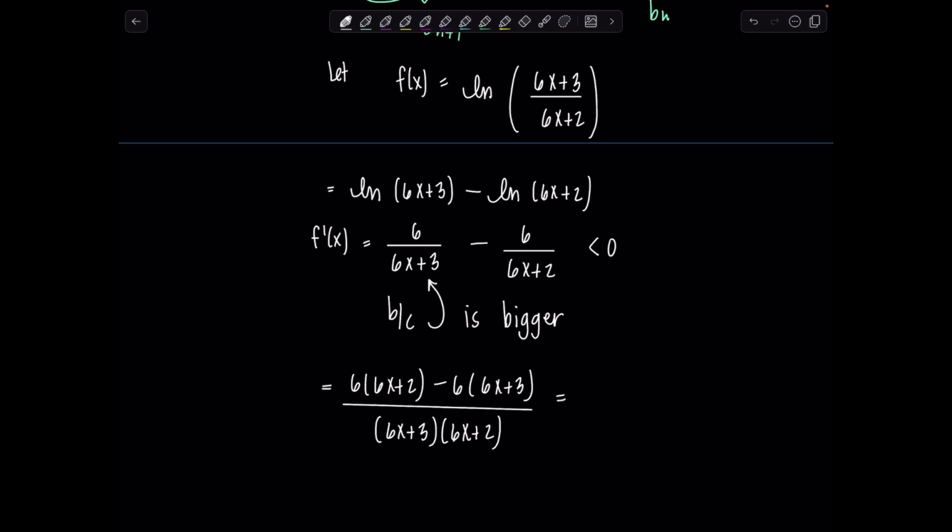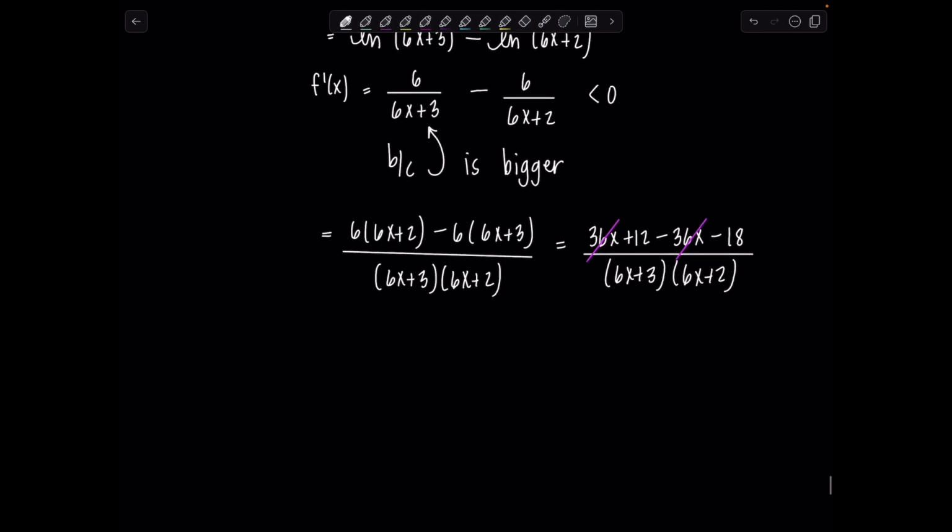Good. And then this is going to give us 36x plus 12 minus 36x minus 18 over (6x plus 3) and (6x plus 2). And then look, 36x cancels out. Beautiful. And then I'm just left with 12 minus 18, so that's negative 6 over (6x plus 3)(6x plus 2). And remember, x is like a stand-in for all the values that n can take on.